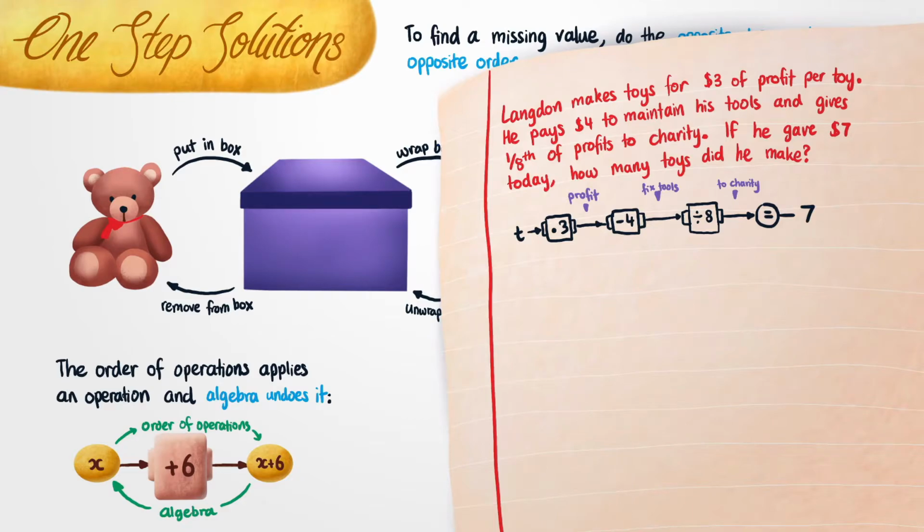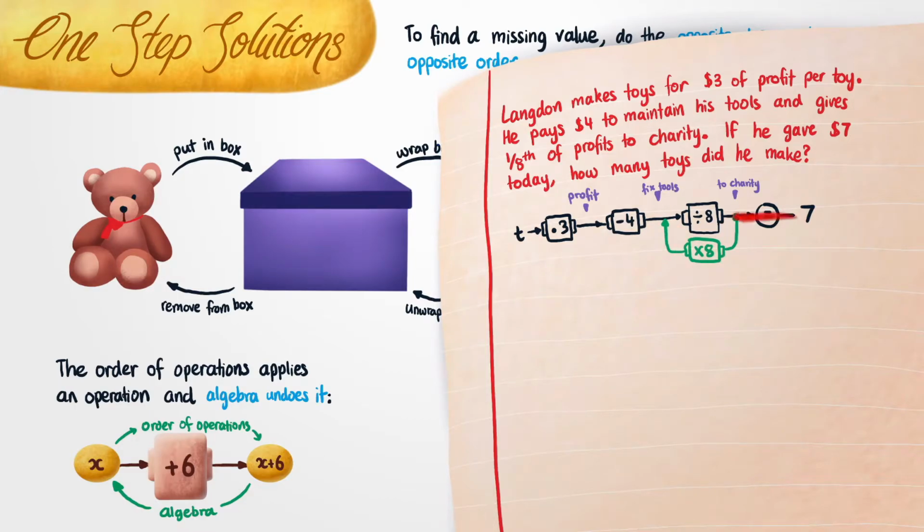Now, if you look carefully, I hope you notice that this is very much like taking this teddy bear, putting it in a box and then wrapping it. You've just applied a bunch of operations, and now you just want to undo them. Well, to undo them, we know that we just apply the opposite steps in the opposite order. So if we have the number 7 over here, we know that in order to undo division, we have to actually multiply by 8 to get from here to here.